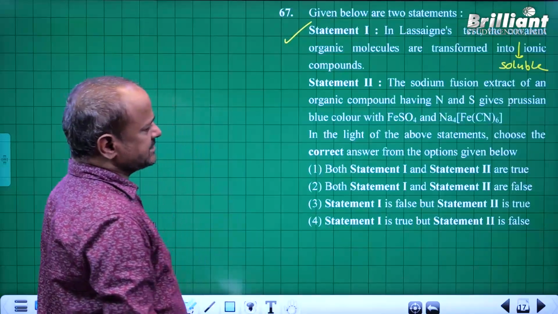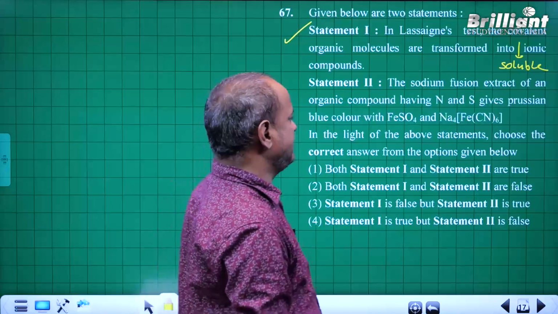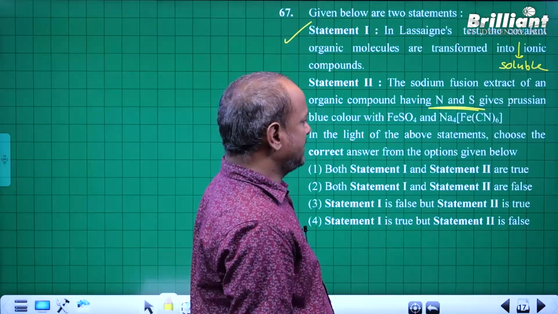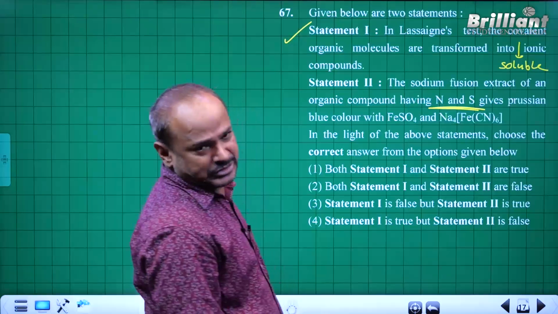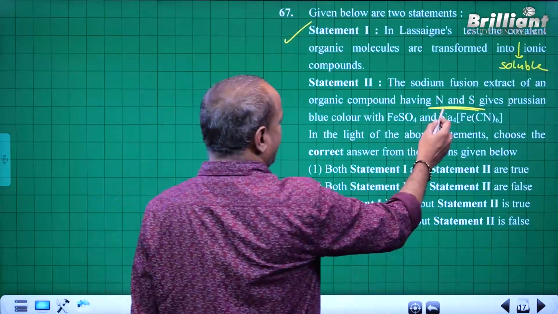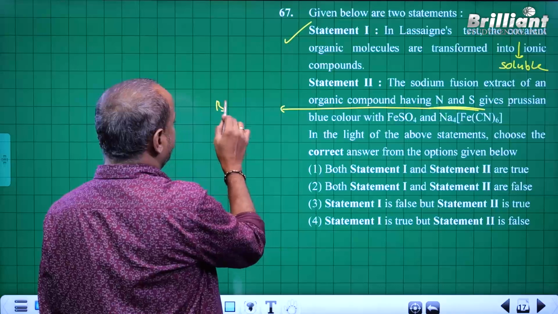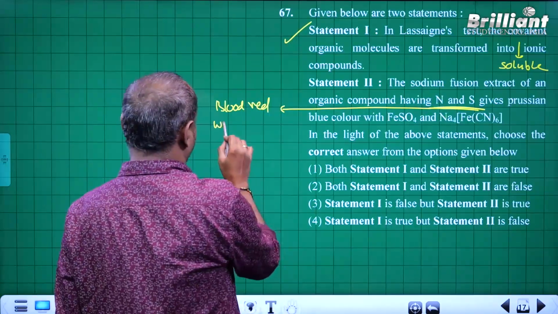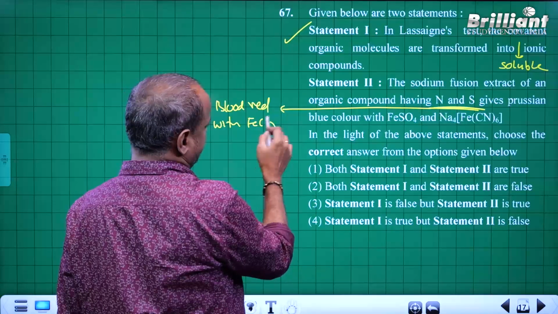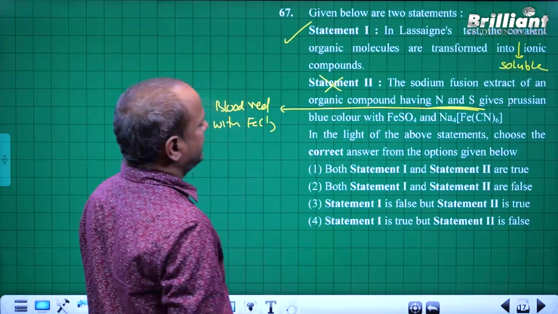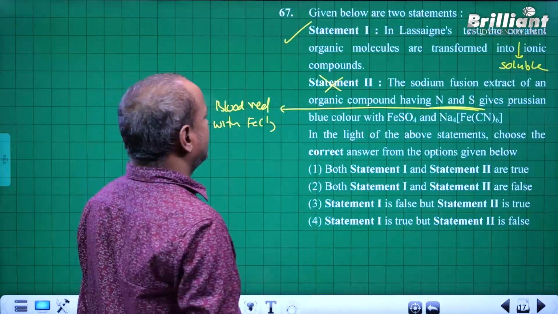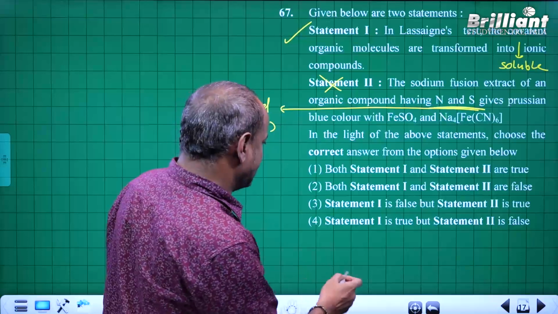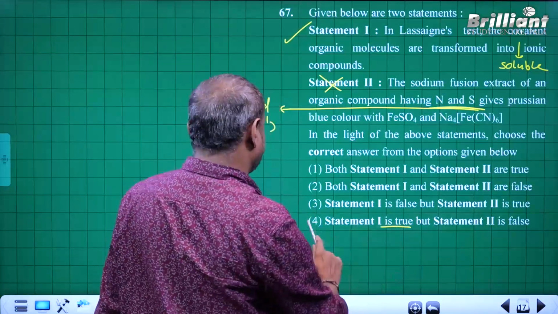Statement 2. Sodium fusion extract of an organic compound having N and S both gives blood red color but not Prussian blue. Prussian blue is only for nitrogen but not sulfur. So N and S gives blood red with ferric chloride, FeCl3. So statement 2 is wrong. No confusion here, it is directly given. So 1 correct, 2 false.